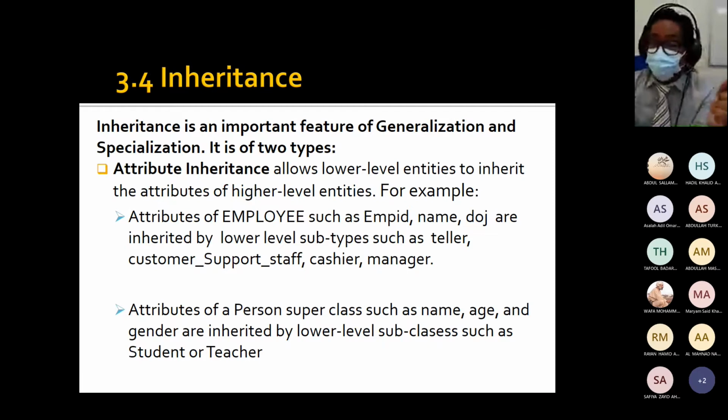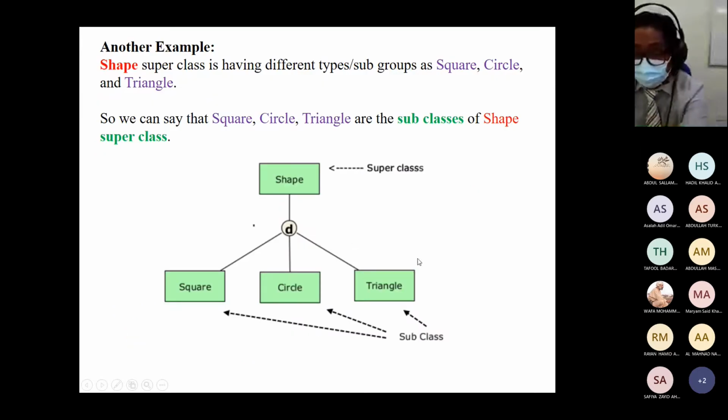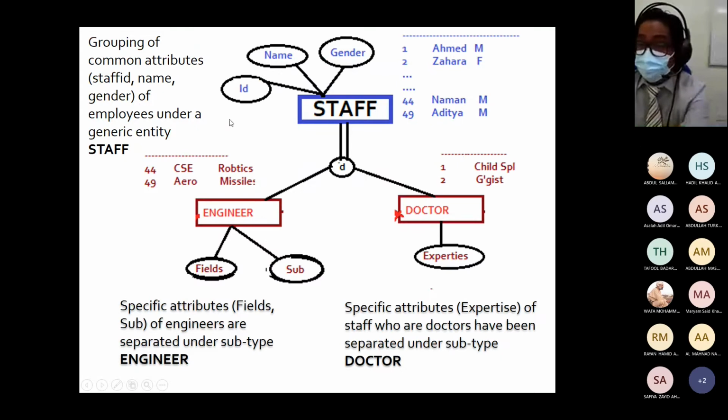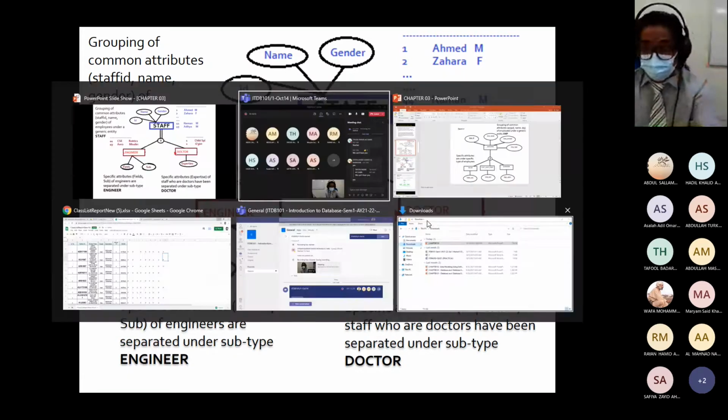So just as an example, this employee's attributes, such as employee name, ID, date of joining, are all inherited by the sub-level types, which are the tellers, customer support staff, cashier, or even the manager. So it's very clear. All of this ID, name, and gender of this generic staff entity of the superclass will definitely be inherited by this. One second.